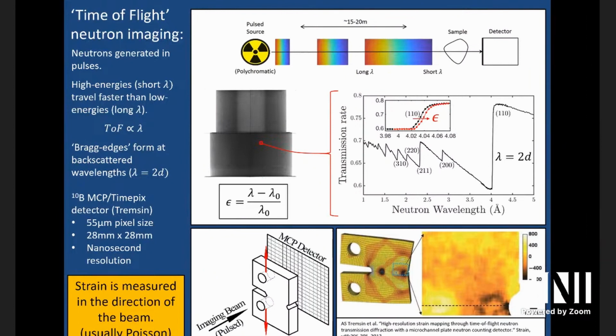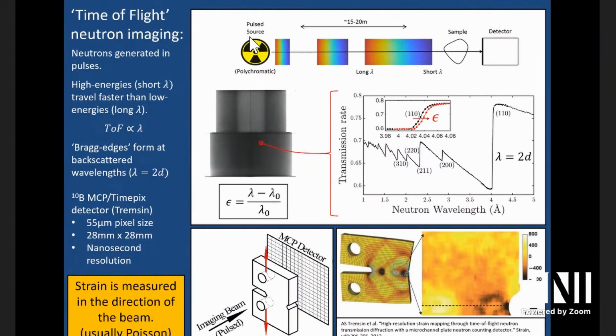So the wavelength of the neutrons is related to their momentum, and so the faster they go, the lower their wavelength. If you let them travel through a certain distance, the ones that get there first have the shortest wavelength, and the ones that get there last have the longest wavelength. So you just time the detection, and that tells you exactly what the wavelength of that neutron was. And so you can measure spectra just by measuring time of flight.